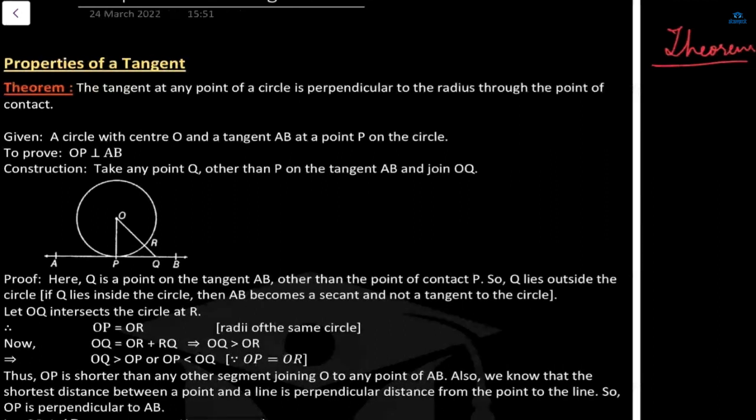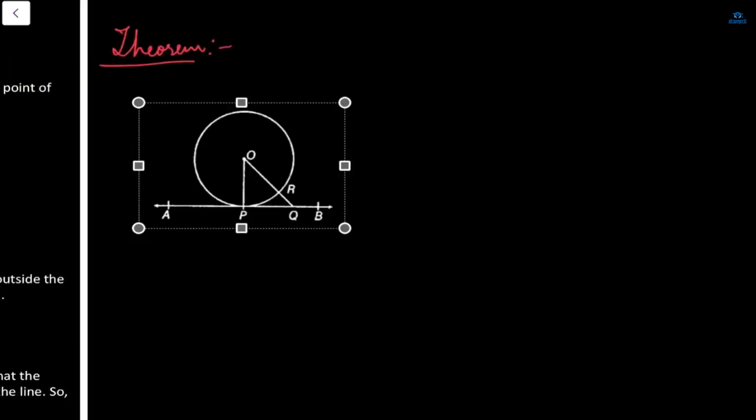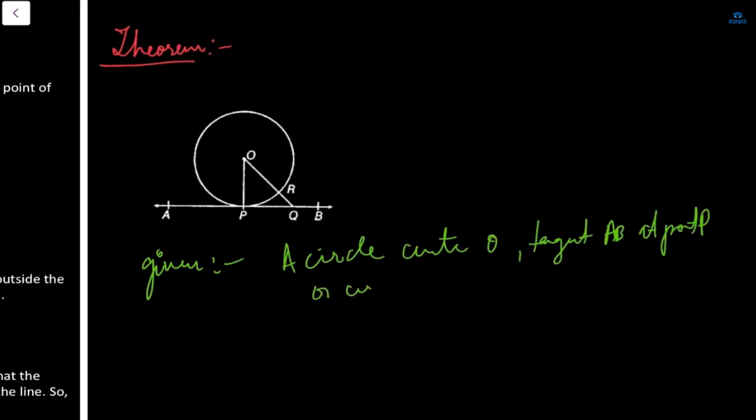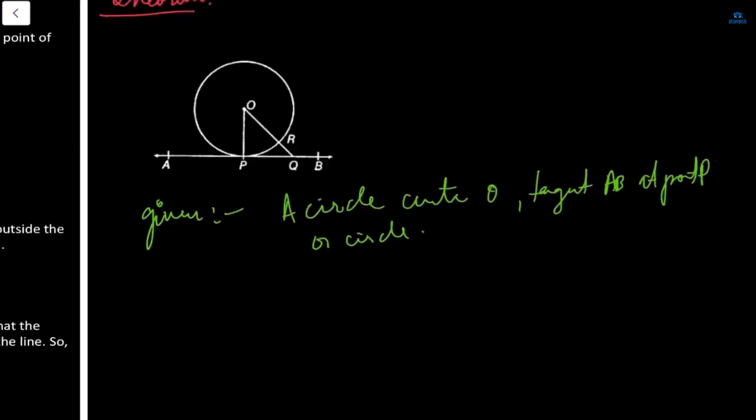Now, what is given here? The tangent is given. So you can write first of all a circle, center O, tangent AB, at point P on the circle. Now what construction are we doing? We are taking a point Q away from the point P, other than point P, on AB. Whichever point you take as Q, you are going to join it to the center.